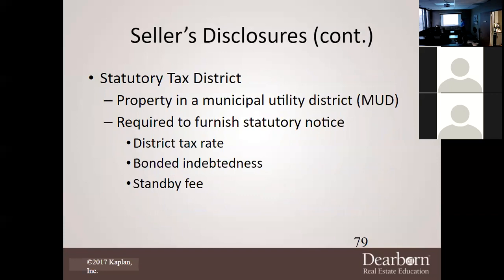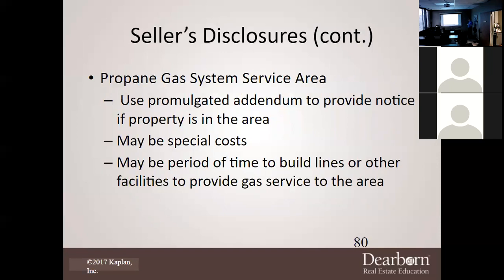A statutory district or tax district, the property can be in what's called a municipal utility district, which is a MUD. And it's required to furnish statutory notice, all right? And there's the district tax rate, the bonded indebtedness, and the standby fee. Okay. Now, the propane gas system service area is going to use the promulgated addendum to give notice if that property is going to be within that area. Again, there can be special costs, and there may be a period of time to build the lines or other facilities to provide the gas service in those particular areas.